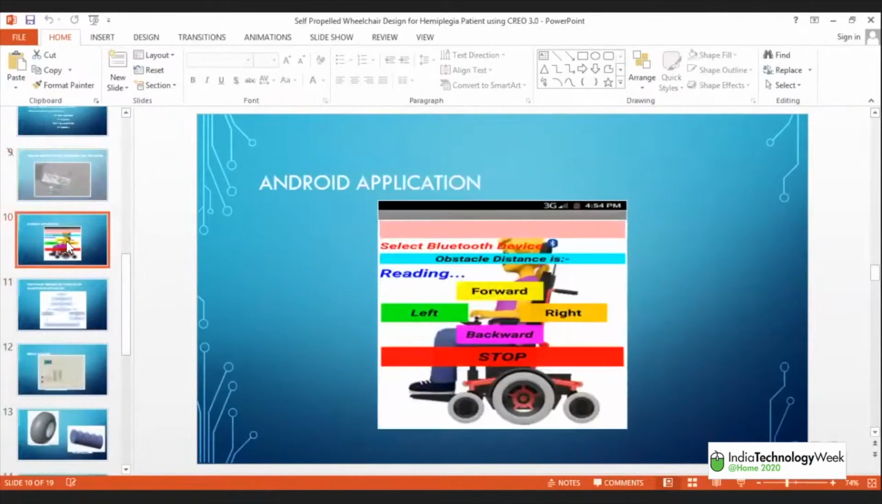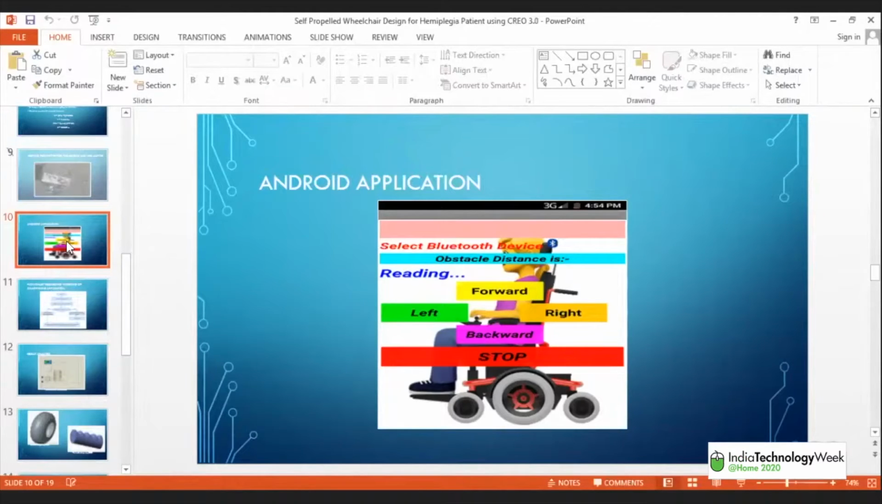This is the Android application. It is giving you the option to select your Bluetooth device, whatever you want to control it with, and with the help of this app, using MIT app, we could move the wheelchair left, right, forward, back, and stop. And these were the few basic motions that were needed.